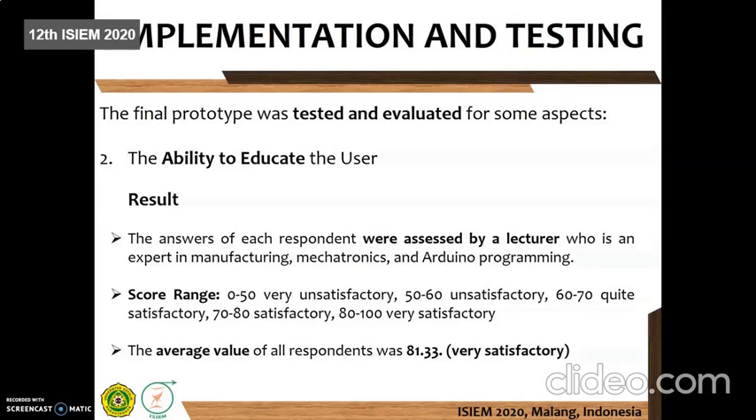As a result, the answers of each respondent were assessed by a lecturer who is an expert in manufacturing, mechatronics, and Arduino programming. The average value of all respondents was 81.33 of 100. These results can be said to be very satisfactory for us.